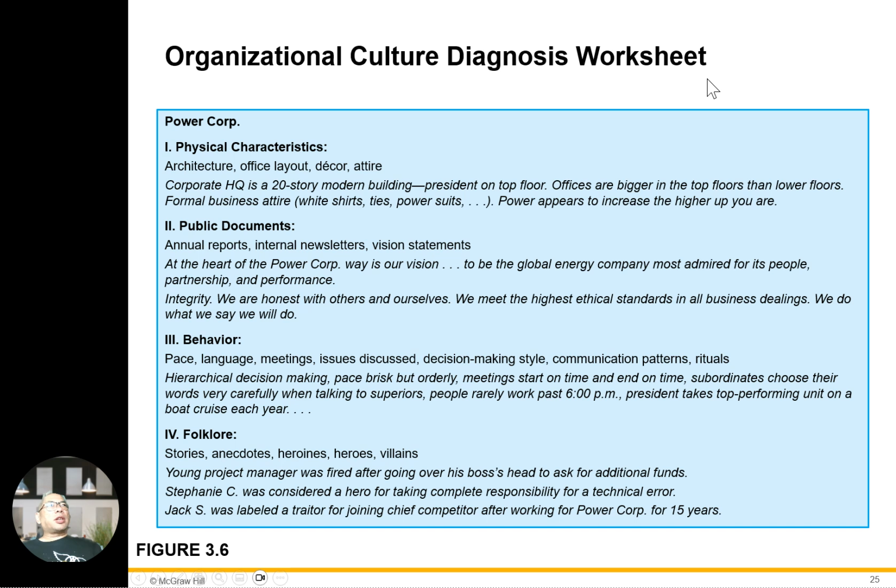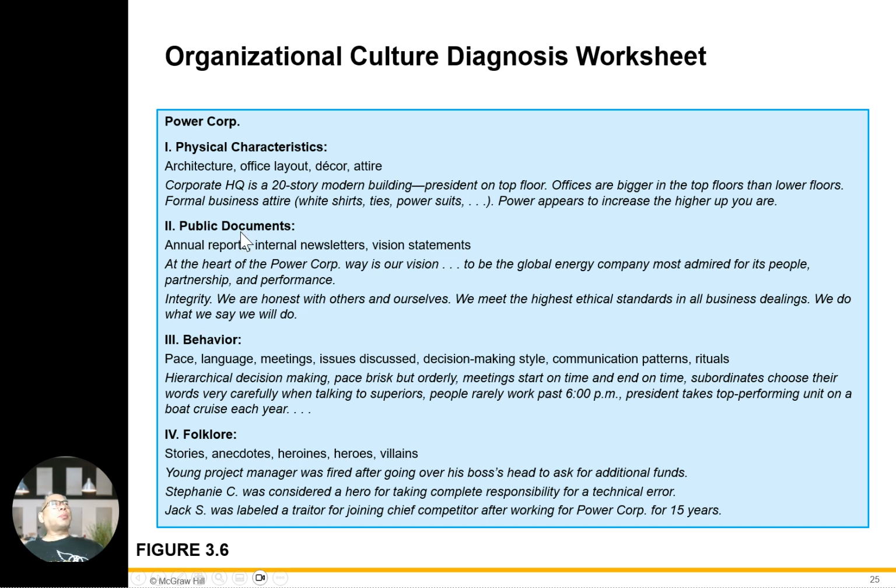The culture diagnosis worksheet is just a PowerCorp example here. Physical characteristics, such as architecture, office layout, decor, and attire. The corporate headquarters is a 20-story building. The president is on the top floor, and the office is bigger on the top floor than on the lower floors. Power increases the higher up you are. So this is a typical example of physical characteristics in terms of position.